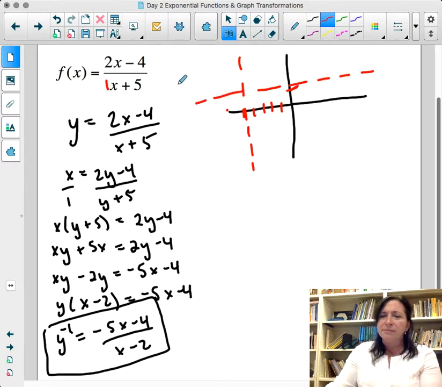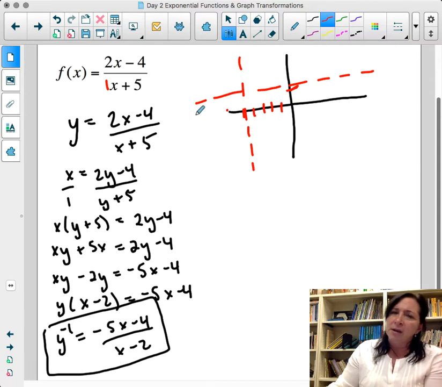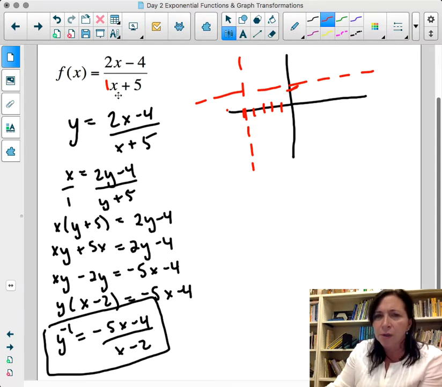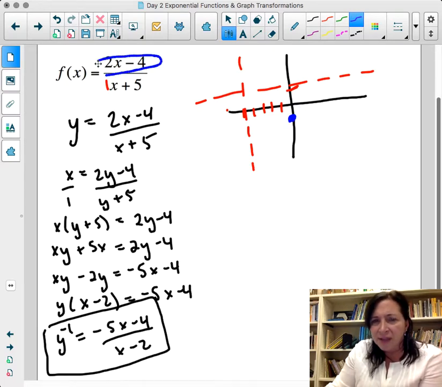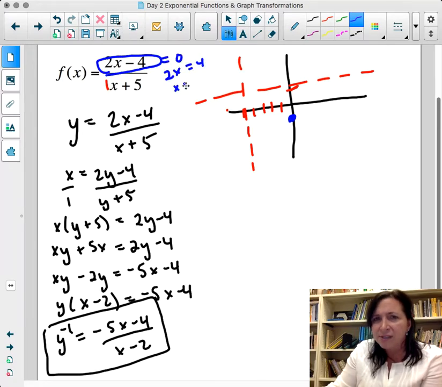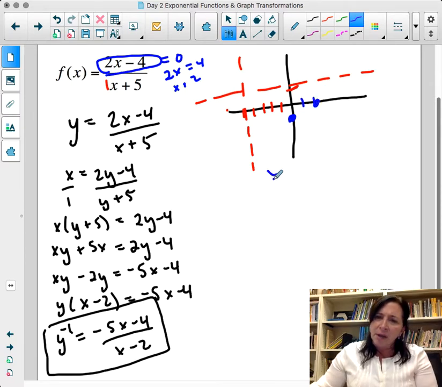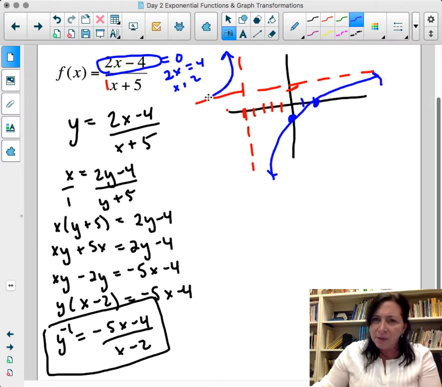Now to graph this, usually my parent graph is up right and then down left. However, I just want to make sure by two things. Number one, I'm going to plot my y-intercept. My y-intercept is when I set x equal to 0. So I have negative 4/5. So 0, negative 4/5. And my x-intercept is found when I set the numerator equal to 0. So then you have 2x equals 4, x equals 2. So at 2, I have another value. So to me, it does look like my graph is doing this, which then means this side will do this.